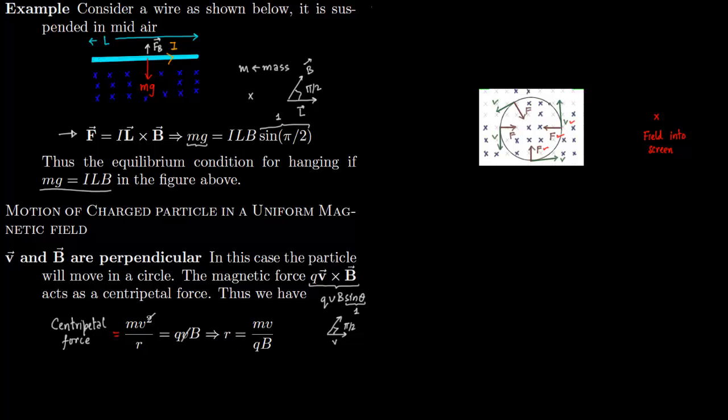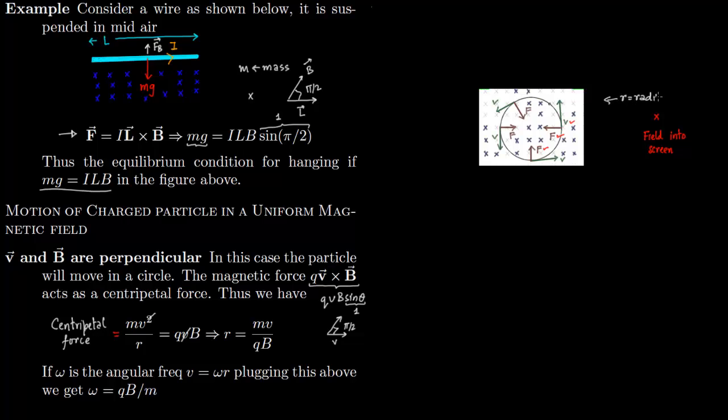Now if omega is the angular frequency, then the velocity is equal to omega times r, where r is the radius of the circle in which the particle is moving. So instead of v, if you plug in omega r, you get r is equal to m times omega r divided by qB. You do the cancellations and you get omega is equal to qB by m. That is the angular velocity or angular frequency.